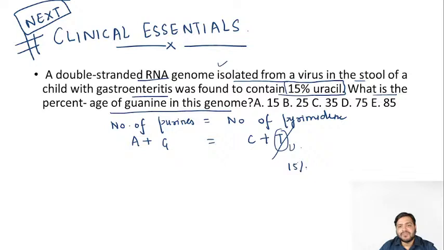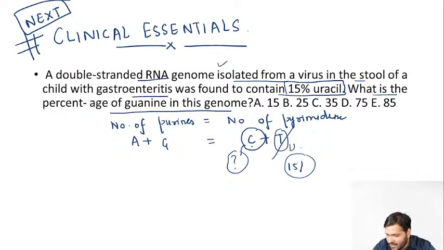Now, can anyone tell me what will be the percentage of cytosine? If 15% uracil is given, what will be the cytosine over here? I'm waiting for your answers, guys. What will be the percentage of cytosine over here? Some are saying 35, some are saying 15.